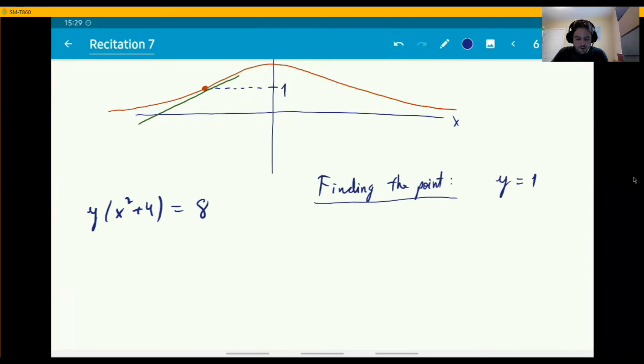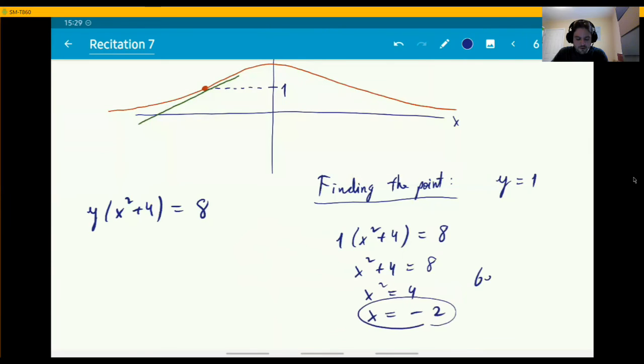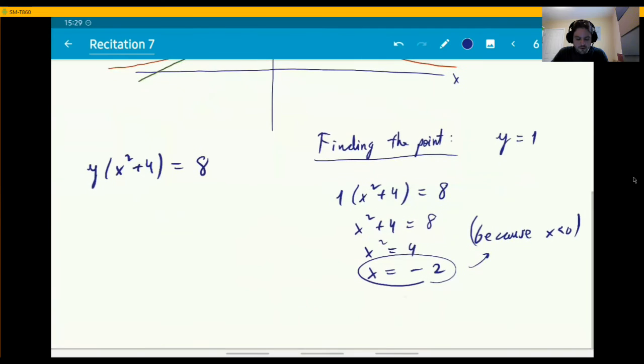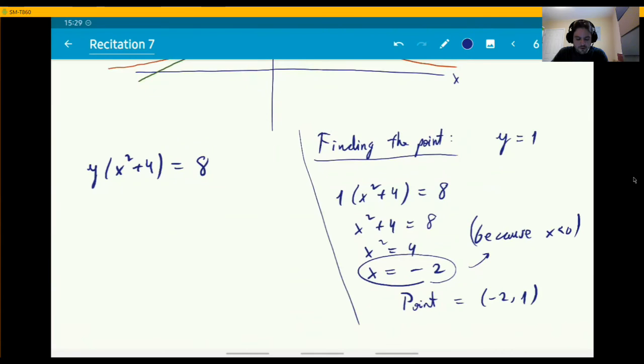So plug in y equals 1 into the original equation of the curve. 1 times (x squared plus 4) equals 8. So x squared plus 4 is 8. x squared is 4. x has to be negative 2 because they told us x less than 0. So the point is negative 2, 1. We're definitely going to need that later. But now you go back to the equation of the curve and you find the derivatives implicitly, as y as a function of x.